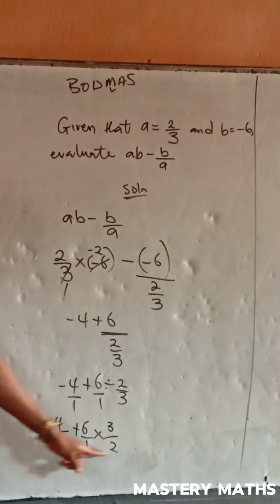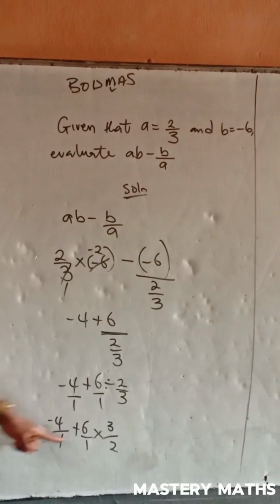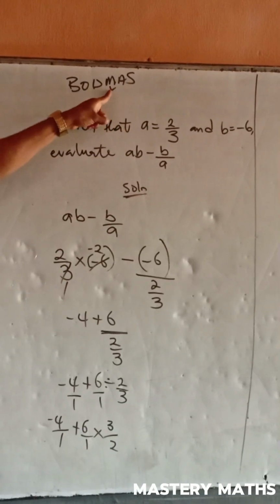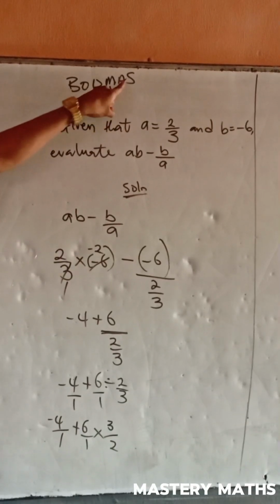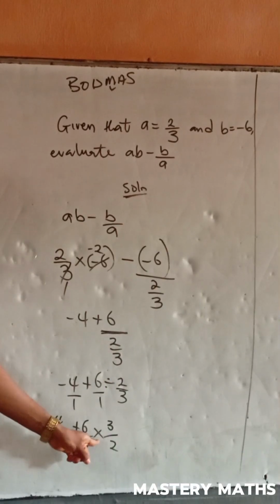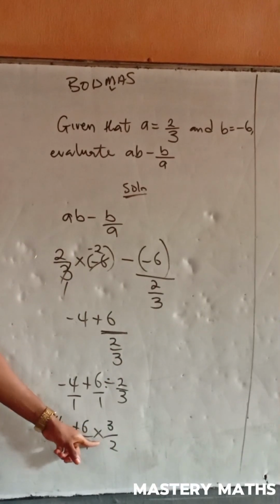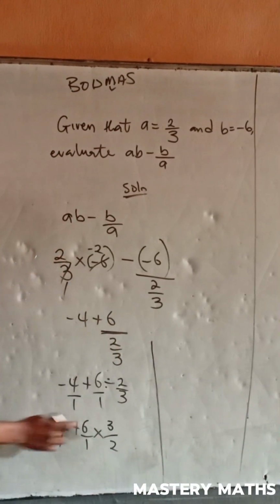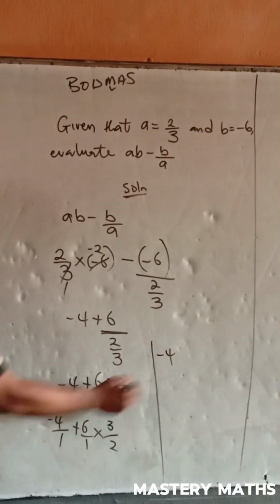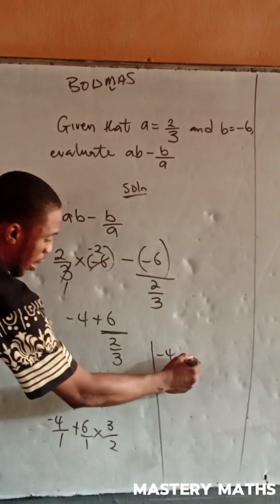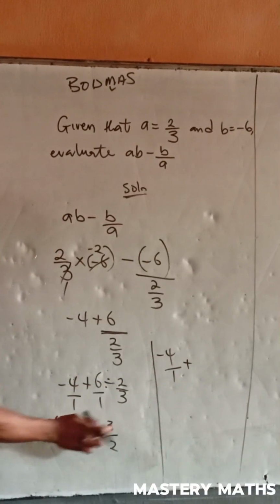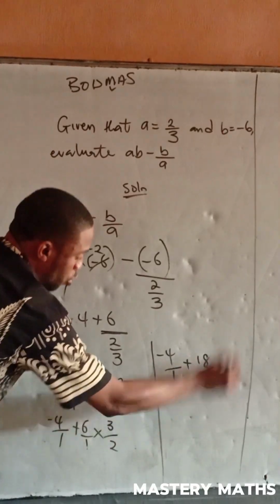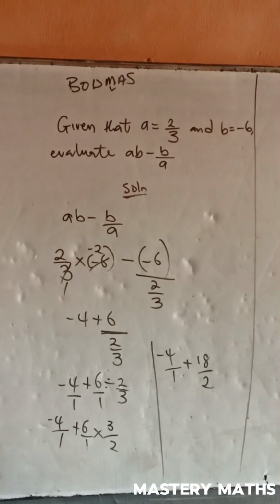Now when you look at the expression here, you see your multiplication sign there. So first of all, we have to deal with the multiplication because you have the multiplication before the addition. Now let's deal with it first before we get to the addition. How do we deal with it? You have your minus 4, you bring it here, over 1, plus, you have your 6 times 3, 18, over 1 times 2, your 2. Let me see it now.